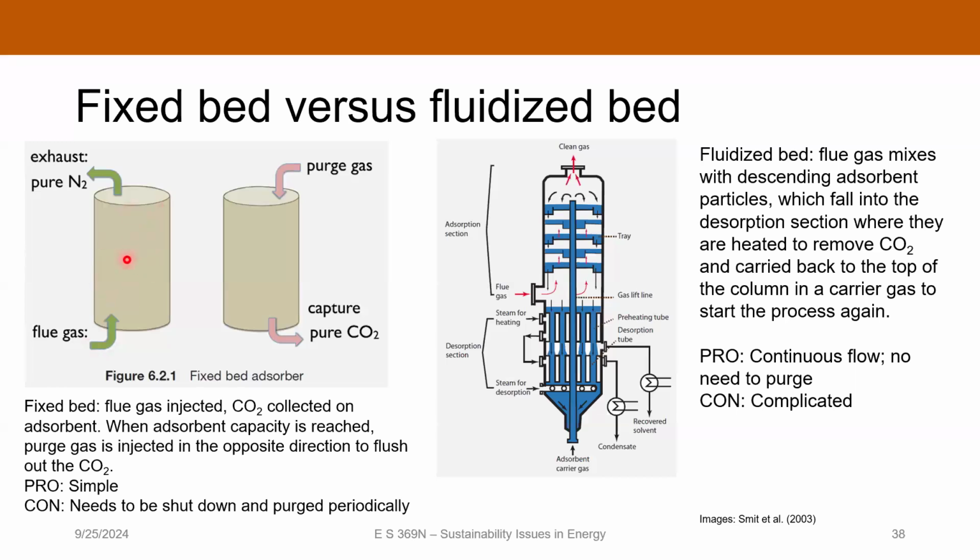Eventually, the sorbent that's inside here reaches some maximum sorption capacity where you've occupied all of the surface sites that are available for sorption. And then at that point, you need to desorb the CO2. And so you'll flip the airflow around. You'll put a purge gas through here. And we'll talk about how that works in a minute. But that will cause all the CO2 to desorb, and then you'll capture the CO2 out the other side. So it's a pretty simple setup. The downside is that you periodically have to shut the whole thing down and purge it to keep operating.